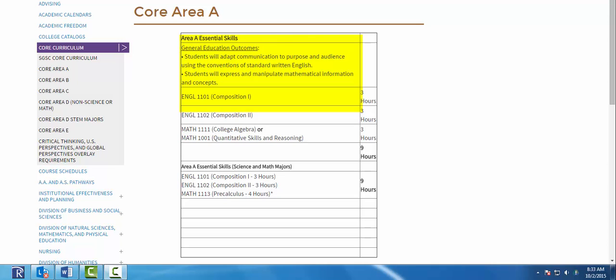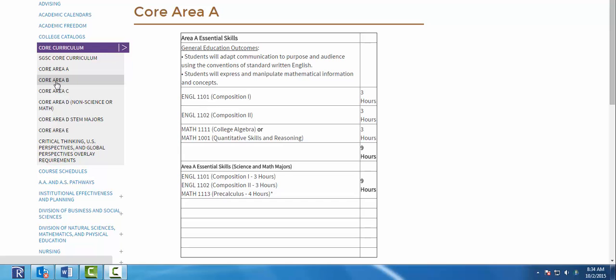Here we're going to match the general education outcomes to the various core areas. For core area A, you see the outcomes here in highlighted yellow. You will need to remember these outcomes and remember that these outcomes are linked to area A.